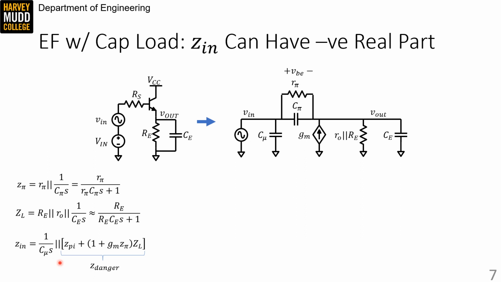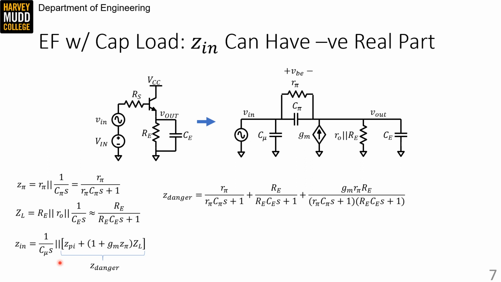Now, you might think I'm being a little bit dramatic, because if I expand out Z danger, substituting in for ZPi and ZL, I get a pretty innocuous looking expression. The only interesting thing is that you have a term in here that looks like a second order term, which is something that we haven't seen in our circuits before.